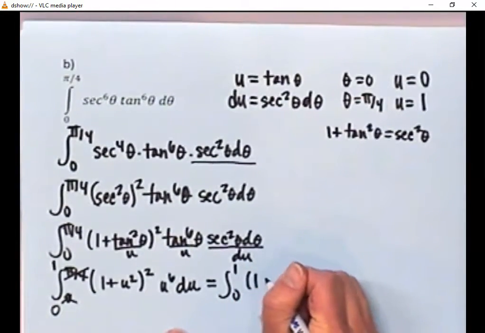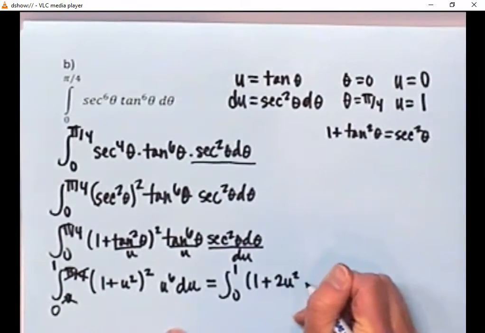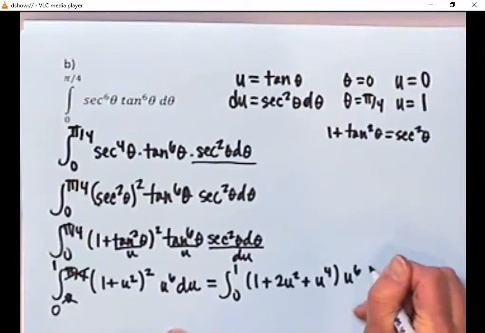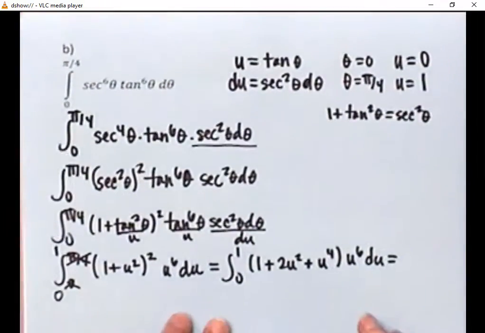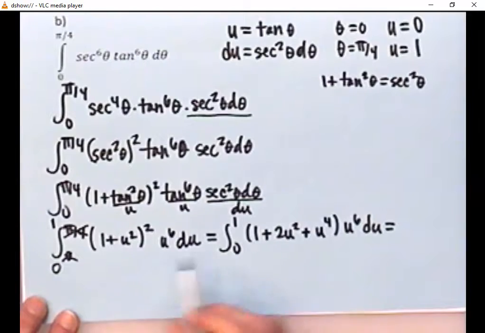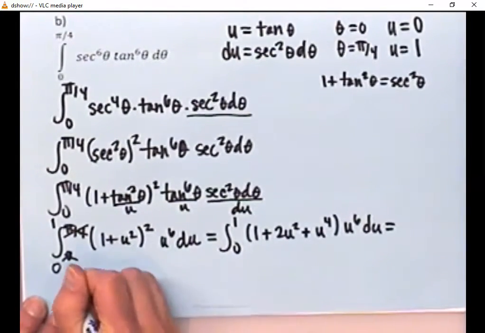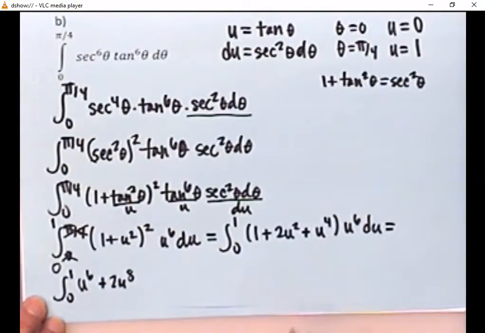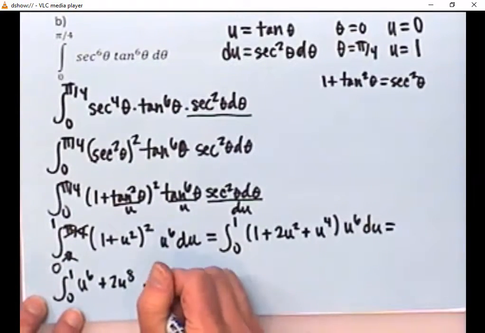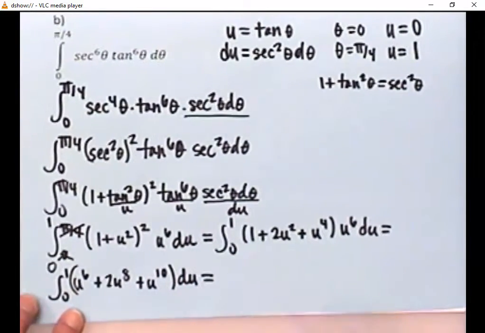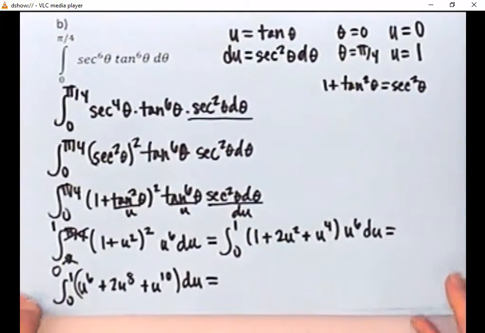I should get 1 plus 2u squared plus u to the 4th. And then go ahead and distribute the u to the 6th. So that'll be u to the 6th plus 2u to the 8th plus u to the 10th powers du. Alright, and then we just need to integrate that.